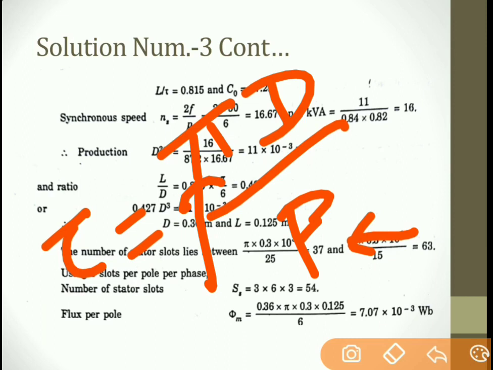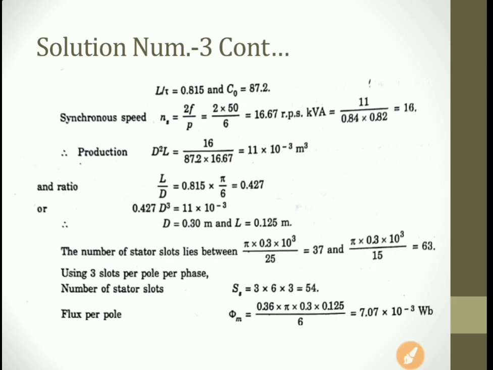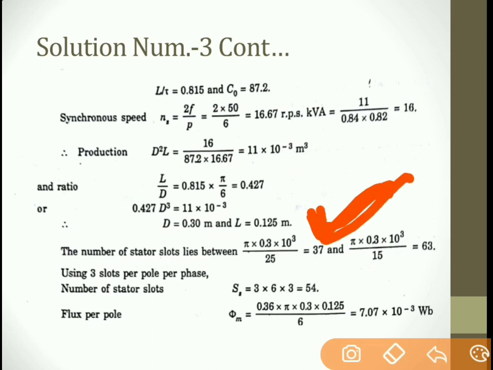So I can get the value for tau in terms of d here, and then the tau value if I put, I will get the value for d. Finally I can calculate this for solution of d and L. I could get d is equal to 0.30, L is equal to 0.125. I hope you have understood.